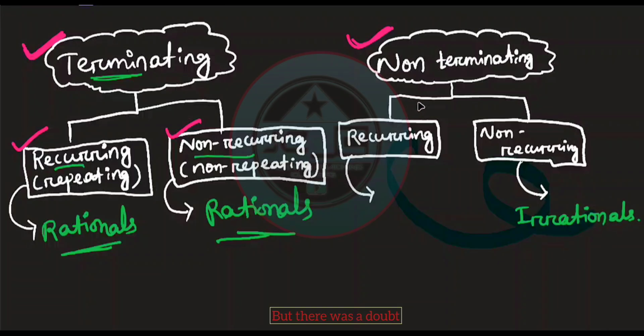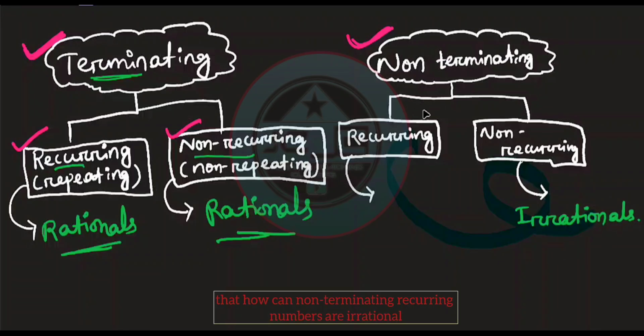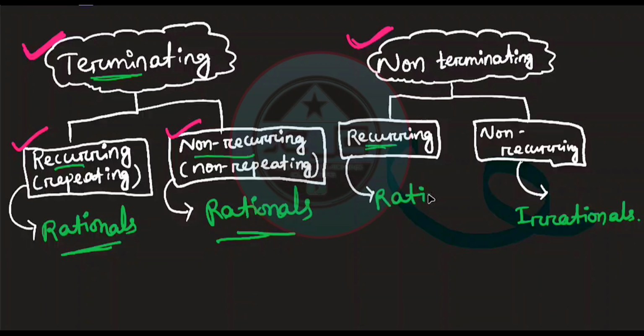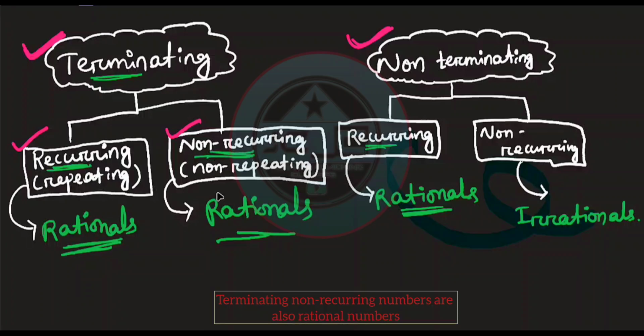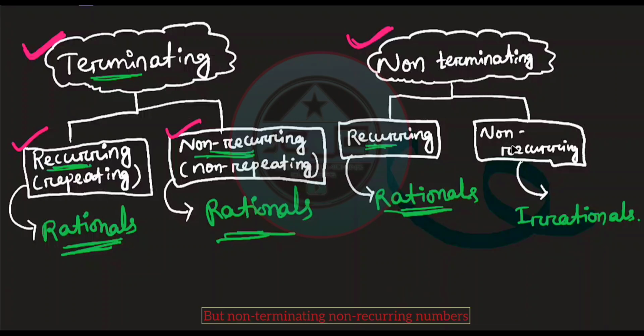But one doubt was there, that how can non-terminating recurring numbers be called rational? How can these numbers or expansions be called rational numbers? Let's learn this. Okay, so let's see one more time. I am repeating the flow chart. To summarize the whole concept: terminating recurring decimal expansions are rational numbers. Terminating non-recurring numbers are also rational numbers. Non-terminating recurring numbers are rational numbers, but non-terminating non-recurring numbers are irrational numbers. That is it. Now we are going to learn.